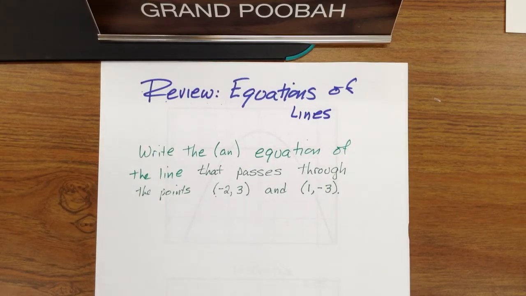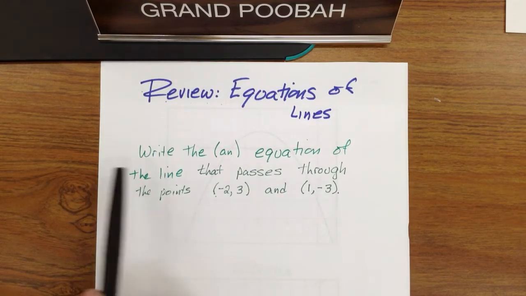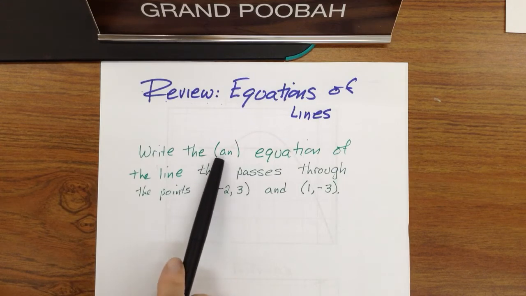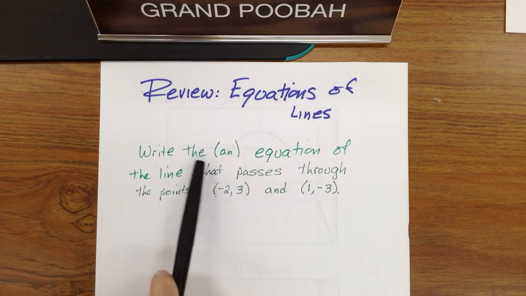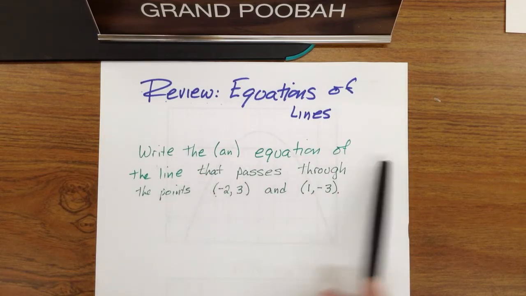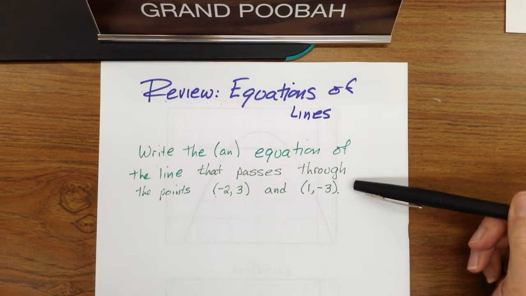Pause the video if you need to, if I'm going too fast. Write the equation, and I've written write an equation. There's more than one way to write the equation, and we're going to talk about that. So write the equation of the line that passes through the points (-2, 3) and (1, -3).